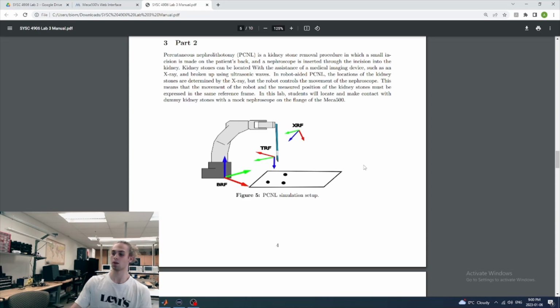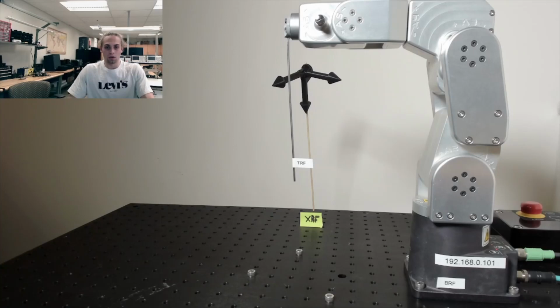So I've got this set up over here with the robot as well. We've got some screws in front of the robot, and they'll be in the same position for you guys. We've got the base reference frame of the robot, the tool reference frame at the end of the nephroscope, which has been attached to the robot, and then we've got this imaging device behind it at a separate coordinate frame. So it's this black coordinate frame that we're observing these kidney stones relative to, and then we want to know where they are relative to the base reference frame.